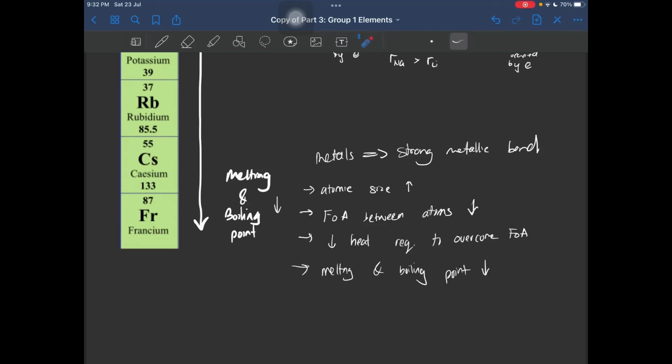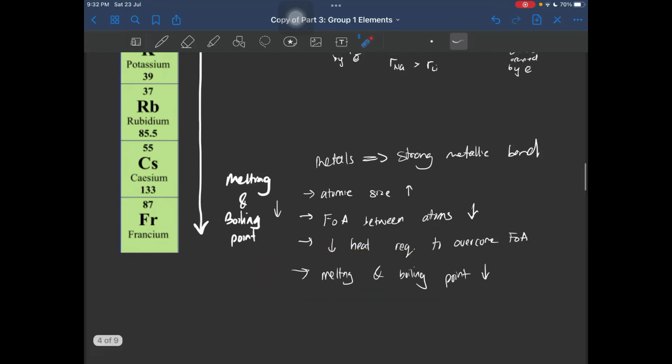Unlike for non-metals, right? For non-metals, they are held together by weak van der Waals forces of attraction, which will actually increase as the atomic size increases. And when the force of attraction between atoms decreases, there will be less heat required to overcome the forces of attraction, leading to a decreasing melting and boiling point.